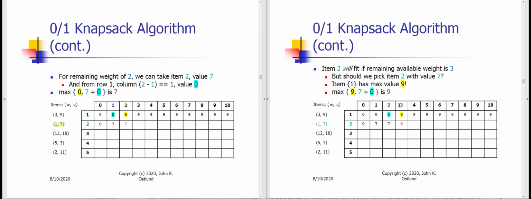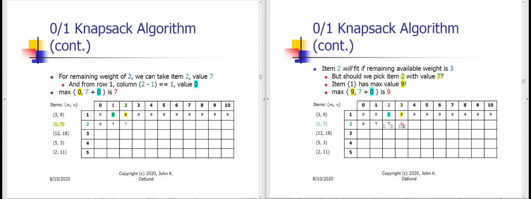Now we're considering the case of having 3 units of available weight in our knapsack, and we're trying to decide whether we should include item 2 in that set and whether we should use 2's value 7 as the maximum achievable value that we can get from that.